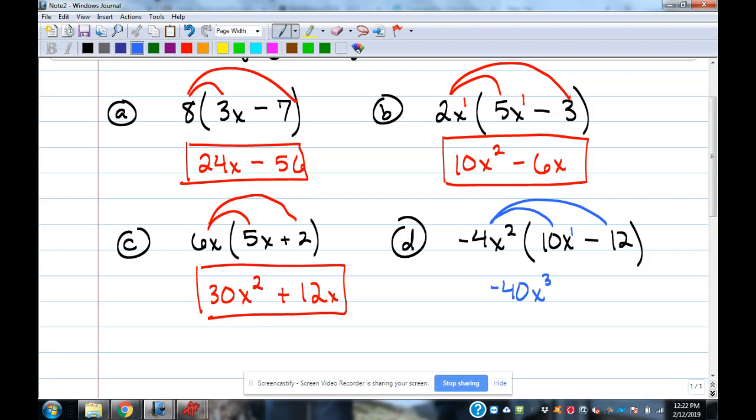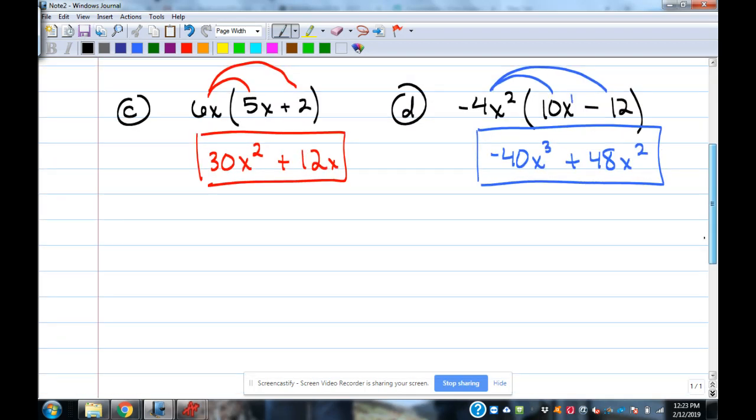Negative 4 times negative 12 is negative times negative is a positive 48x squared. Got to watch your signs. Negative times negative is going to turn into a positive. And then the x squared goes with it, and distributes across there. Okay. Distributive property. That's what we're doing a lot of today.